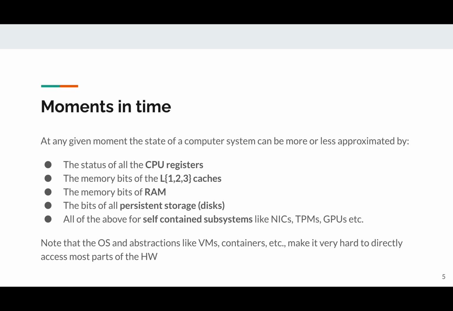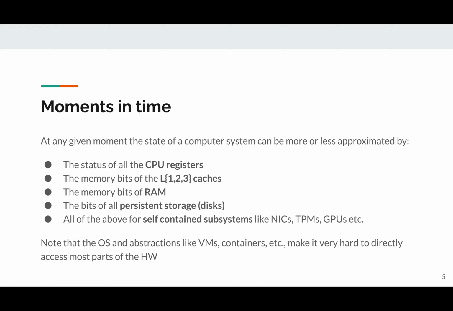So if we want to take a snapshot of the computer at a given time, we would have to get the status of all these CPU registers, all these caches, the bits that are in our random access memory, whatever data is persisted in the disks, as well as all the individual memories that comprise our network interface cards, our GPUs, and all the other peripherals that our computer has.